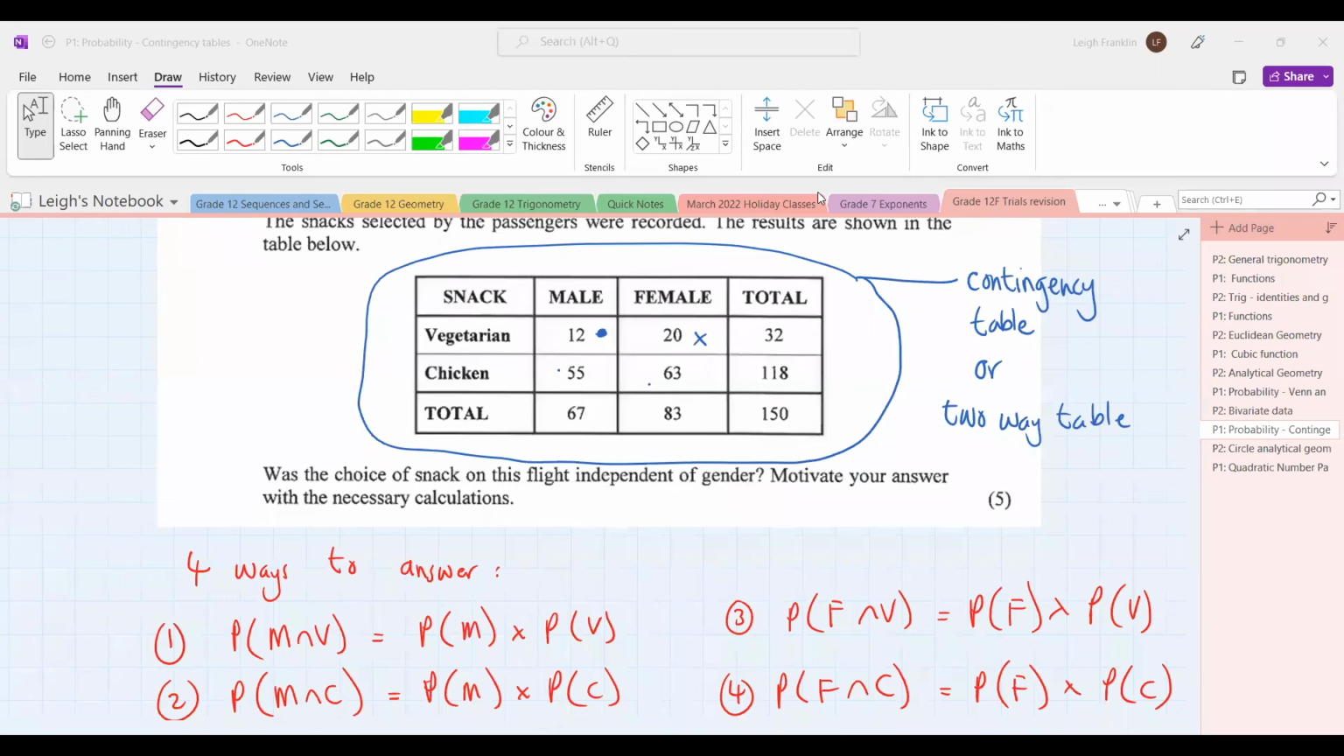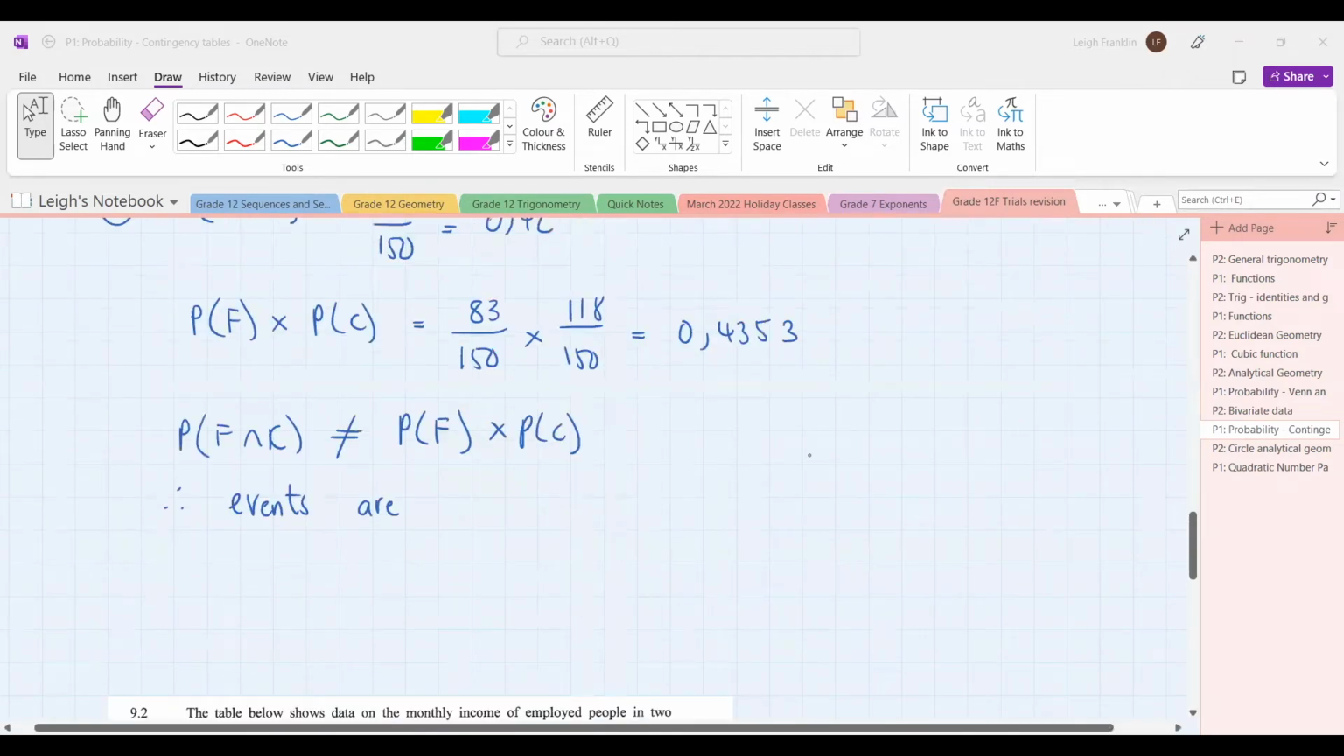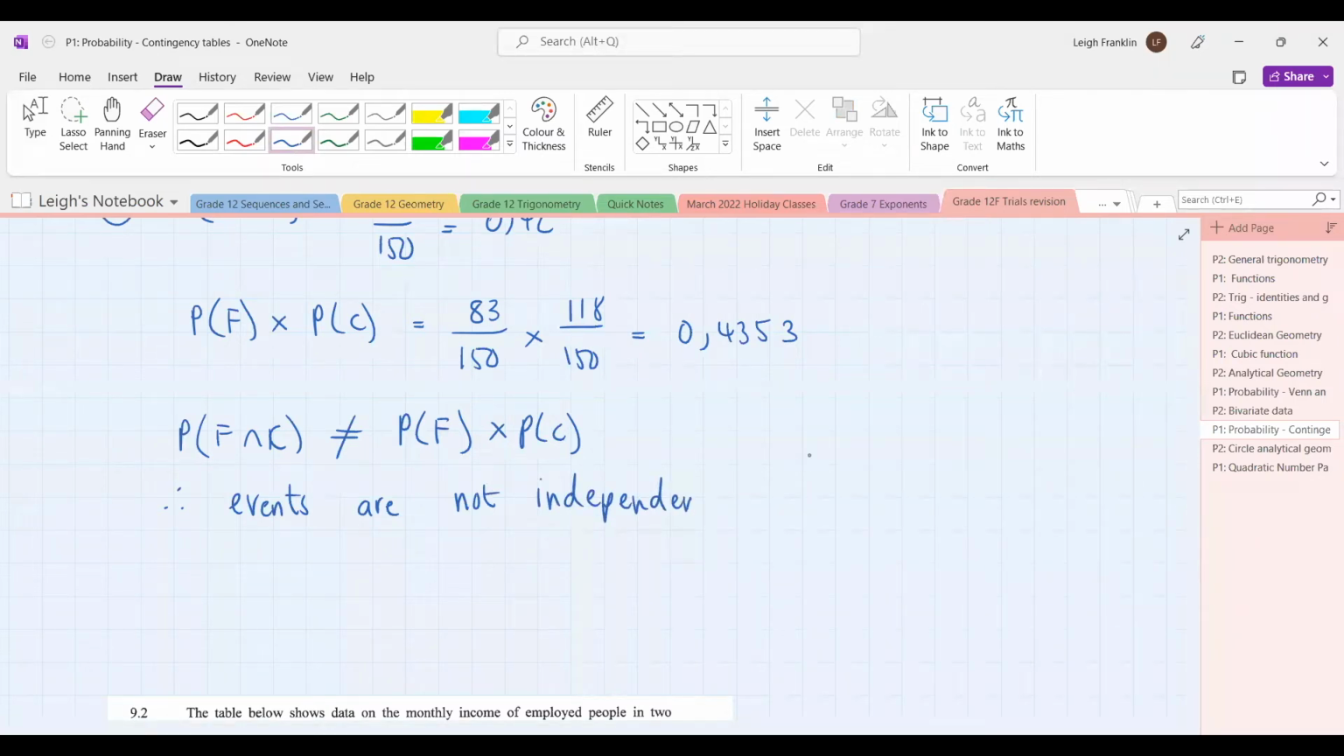Okay, so some of you are saying dependent, which is right, not independent. They're not independent because the left does not equal the right-hand side. So the events are not independent. So in actual fact, what we're learning here is that gender does have a role to play on the type of snack that someone is choosing, in other words.